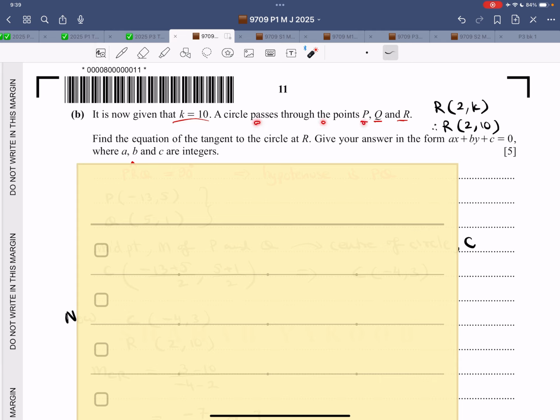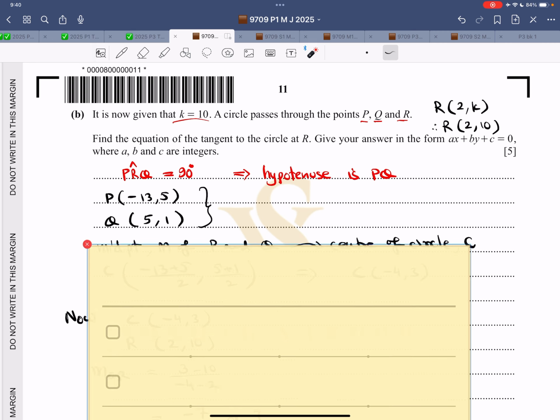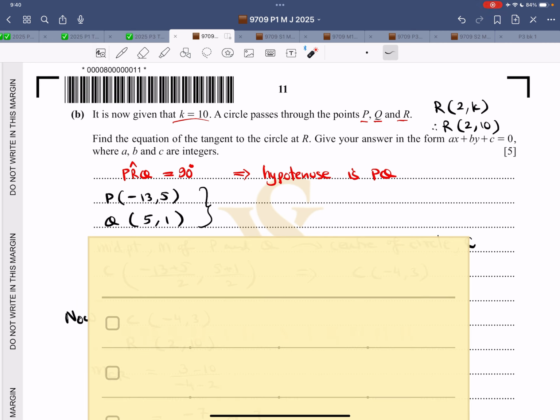A circle passes through the point P, Q and R. Now keep in mind that for this value, it's a right angle triangle. Okay. So find the equation of tangent to the circle at R. Give your answer in this form where A, B and C are integers. Now first thing first is that PRQ is 90. So the side opposite to R is PQ. Ignore R, you're left with PQ, that is the hypotenuse. And that hypotenuse has to be the diameter of the circle. That is the diameter of the circle. That is the property that we use.